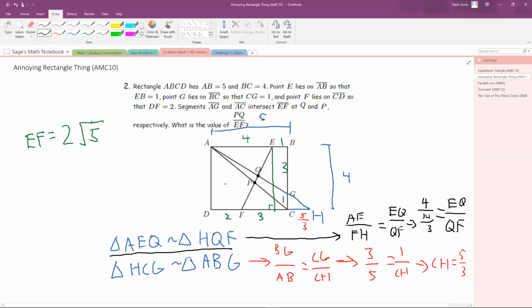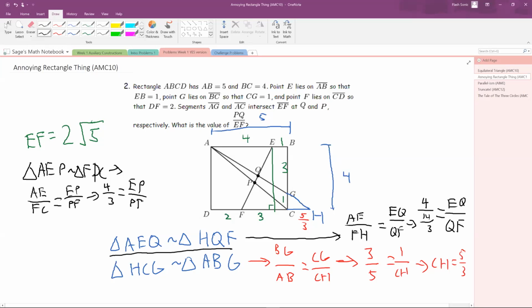And now from here, the last thing we're going to use is another similarity ratio, which is triangle AEP is similar to triangle FPC. So what this gives us is that AE to FC is equal to EP to PF. Plugging in the values that we know, we get that 4 over 3 is equal to EP to EF. So these are our two important ratios. And the reason we were allowed to do this is because we drew in this extra side length, which sort of gave us two free similarities that we could exploit.